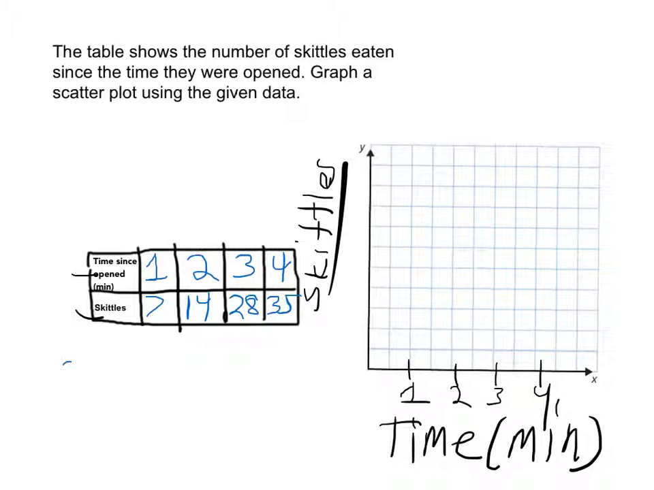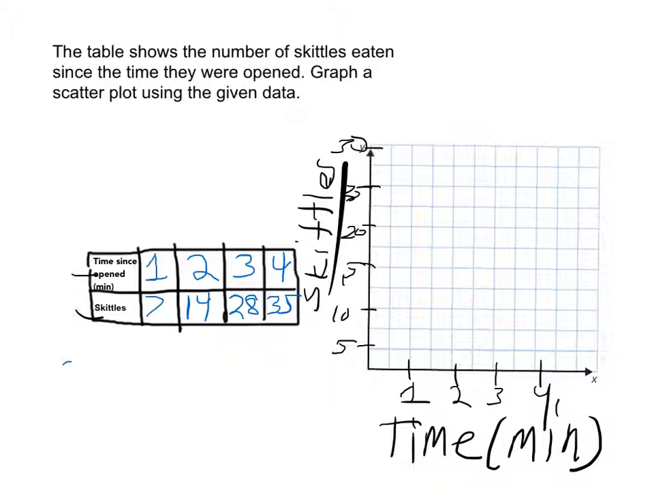For Skittles, I'm going to go by 5s, because that's what it should be: 5, 10, 15, 20, 25, 30. Okay. Now we have to put the data on this graph.